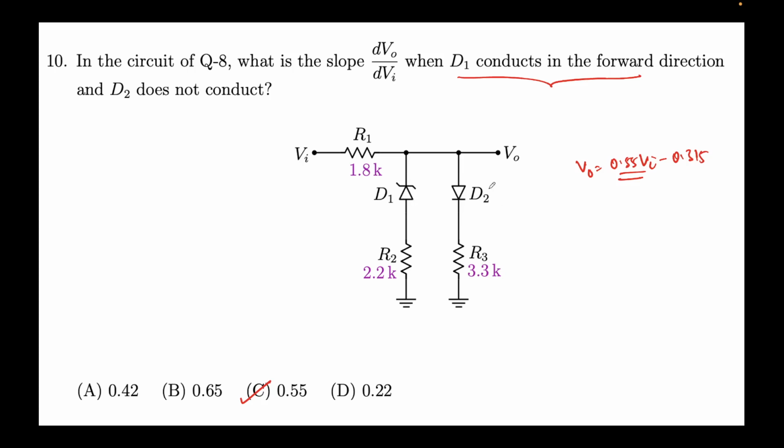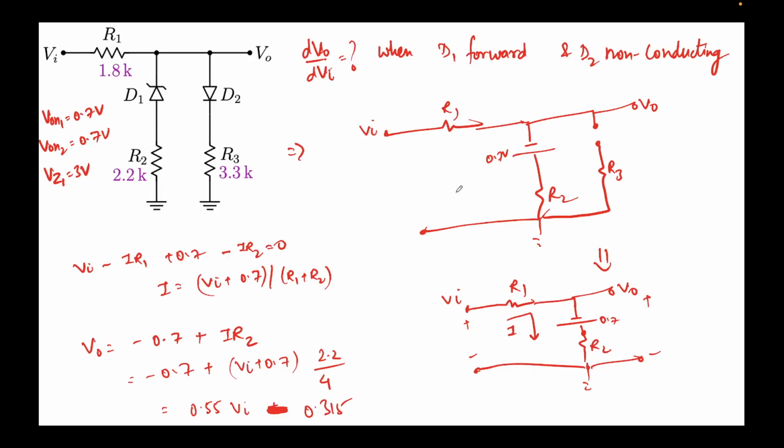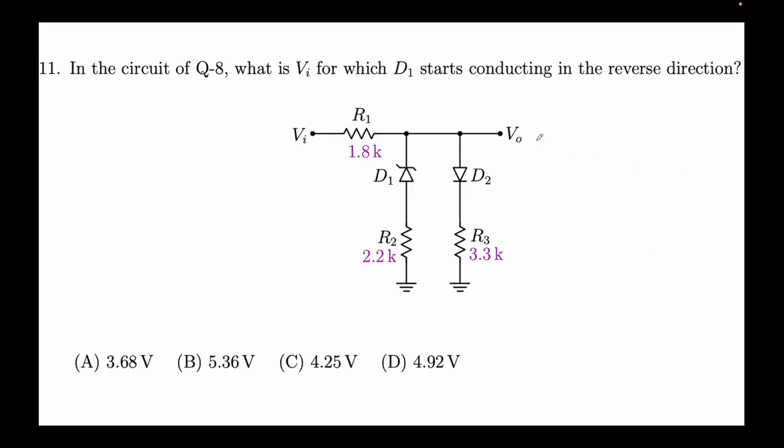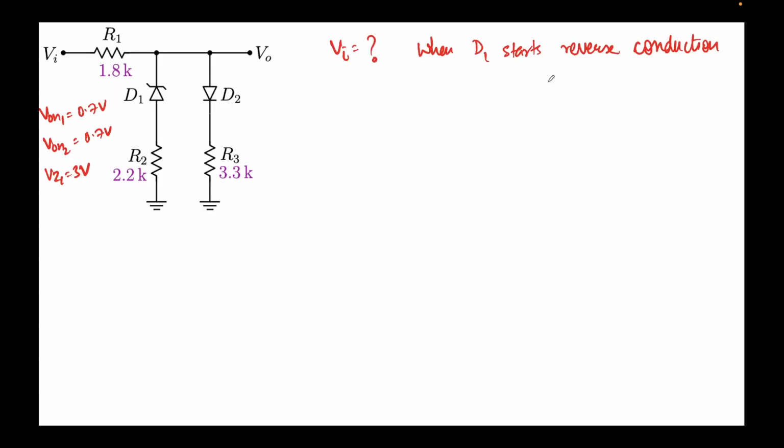D1 was conducting in forward, D2 is not conducting. We just draw the corresponding circuit diagram. We open circuited D2 and we placed a 0.7 volts battery source for this, and we obtained the expression like this. Now coming to the last problem, now we are required to find, this is interesting, what is VI for which D1 starts conducting in the reverse direction, right? So we are concerned only with D1 first of all.